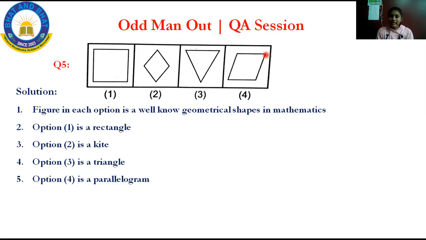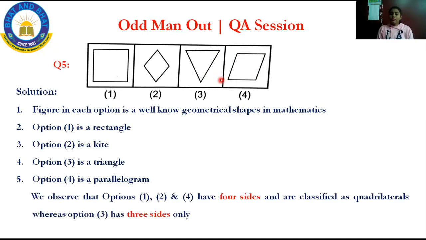Now let us start the analysis. Count the sides of each figure. Rectangle: 1, 2, 3, 4. It has four sides and four corners. Come to figure 2, that is the kite. Count it: 1, 2, 3, 4. Four sides and four corners. Now come to option 3: 1, 2, 3. It has only three sides and three corners. Come to option 4, the parallelogram. As I said, a four-sided figure is called a parallelogram: 1, 2, 3, 4. Now you can easily answer. What is the answer? Option 3.